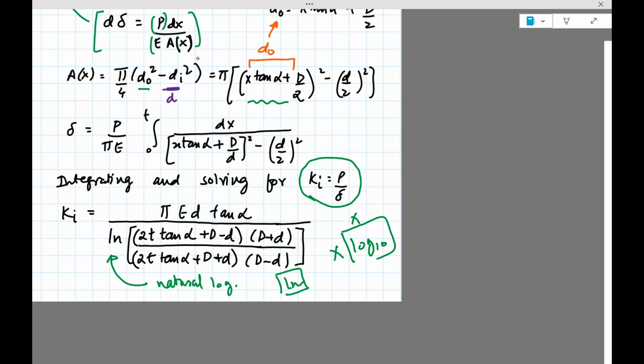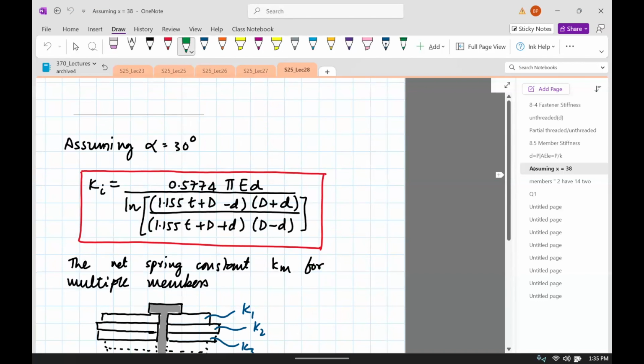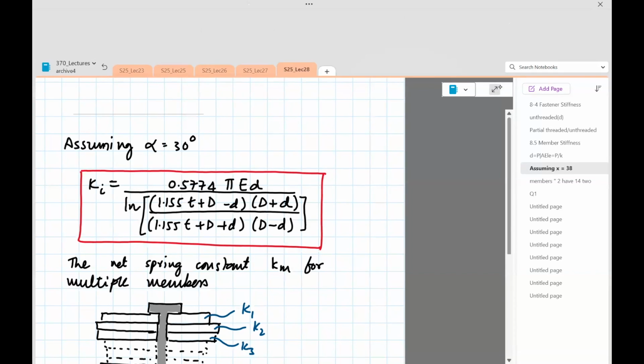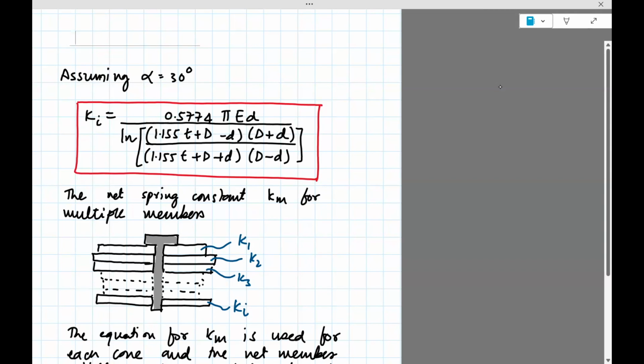So we have Ki, and this is a function of, you can see, T, E, D, and so on. Now we said specifically that alpha is 30 degrees. So we can actually put alpha as 30 degrees. That just makes it slightly simpler, I guess, to look at. But that's the expression we'll be using. So if you want to save this, you want to just store it for alpha equals 30. I don't think I will ask you any other value.